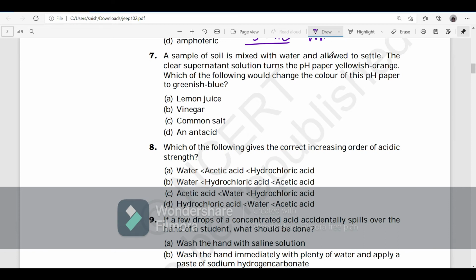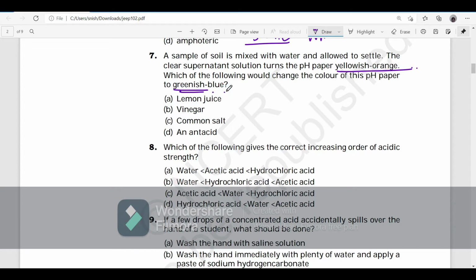A sample of soil is mixed with water and allowed to settle. The clear supernatant solution turns this pH paper yellowish orange. Which of the following would change the color of this pH paper to greenish blue?